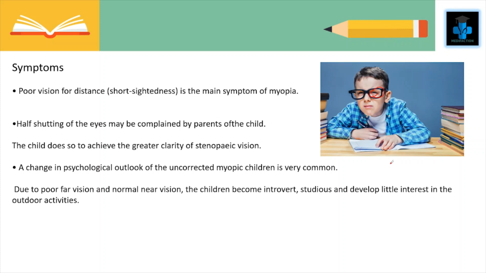A change in psychological outlook of the corrected myopic children is very common. Due to poor far vision and normal near vision, the children become introvert, studious, and develop little interest in outdoor activities. So these should all be noted.